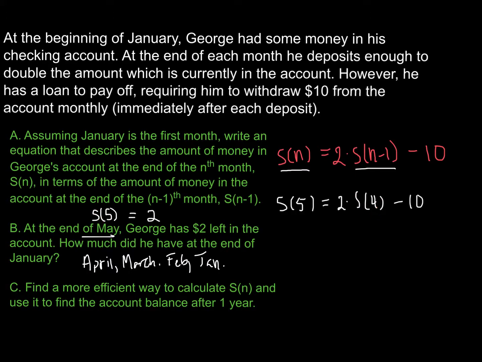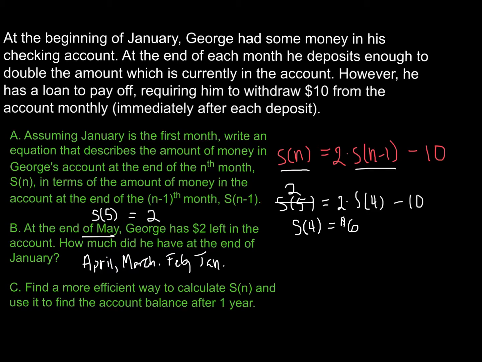So I'm solving for S of 4, and this comes back to my equation here. S of 5 is equal to 2 times the one before it, S of 4, minus 10. Solving for S of 4, I add 10 to both sides and divide by 2, so S of 4 should be $6. And I can keep working backwards from there.